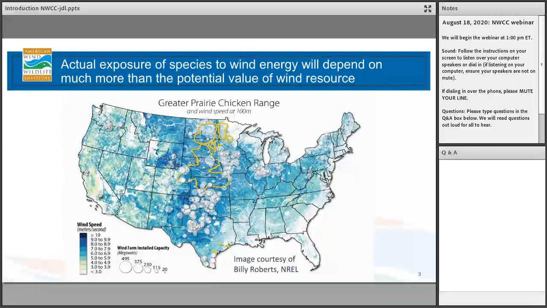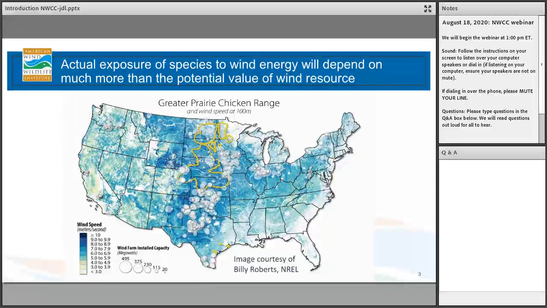We look at an overlap between some measure of wind energy potential, in this case wind speed, and then we look at how that intersects with the distribution of something we care about. In this case, it would be the distribution of a bird species of great interest, the greater prairie chicken, and that range is outlined in yellow. We can look at how these two things overlap and use that as a way of trying to assess the likely risk for this particular species and how it might influence our efforts to achieve our vision.